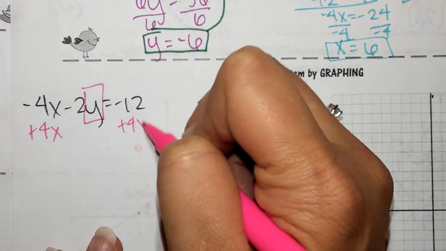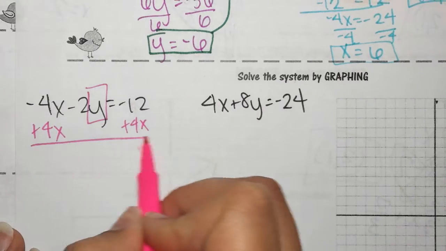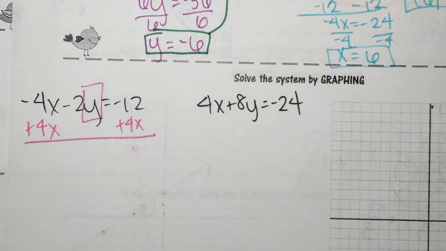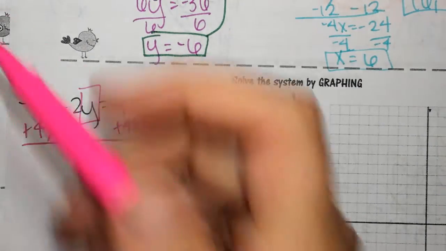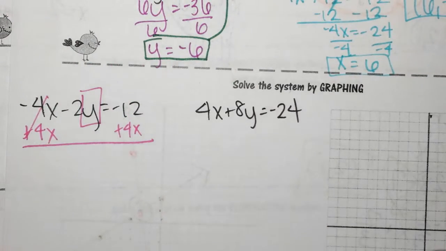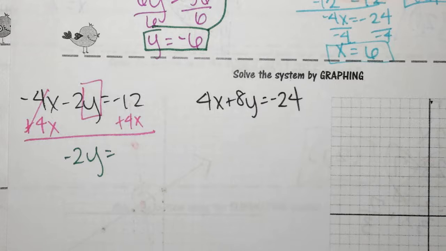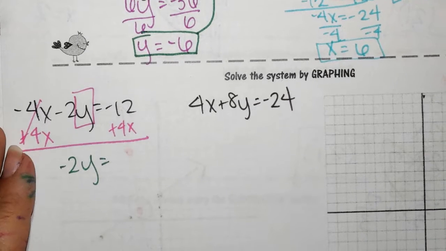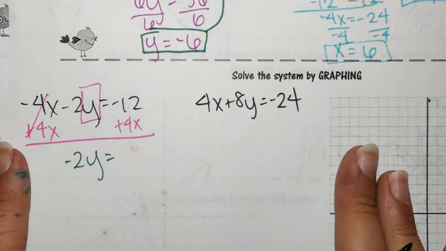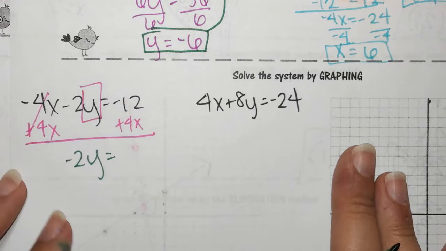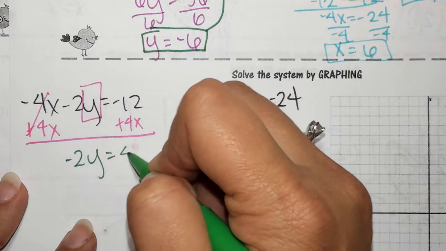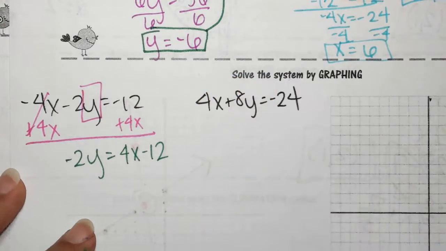Did you do that last night? So you got -2y equals... Manny, can I combine 4x and -12? No. Can you combine them? No. Why? Because they're not the same. They're not like terms.